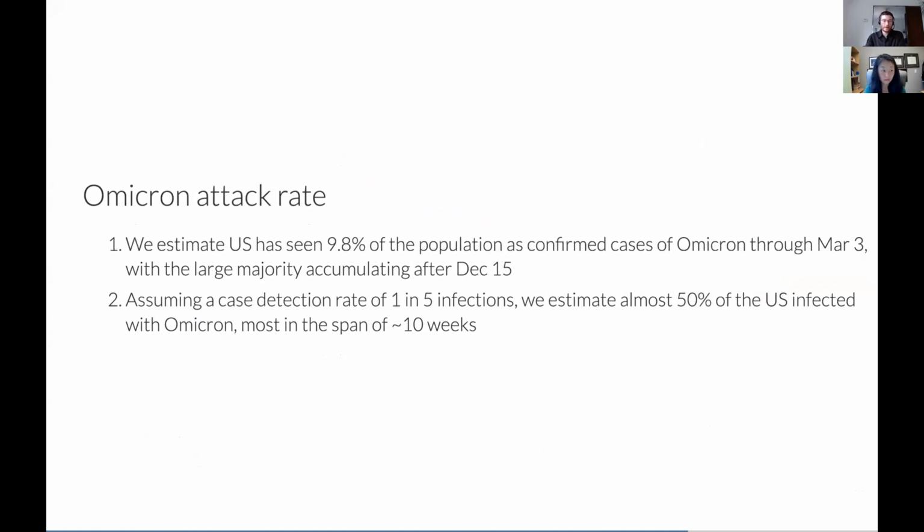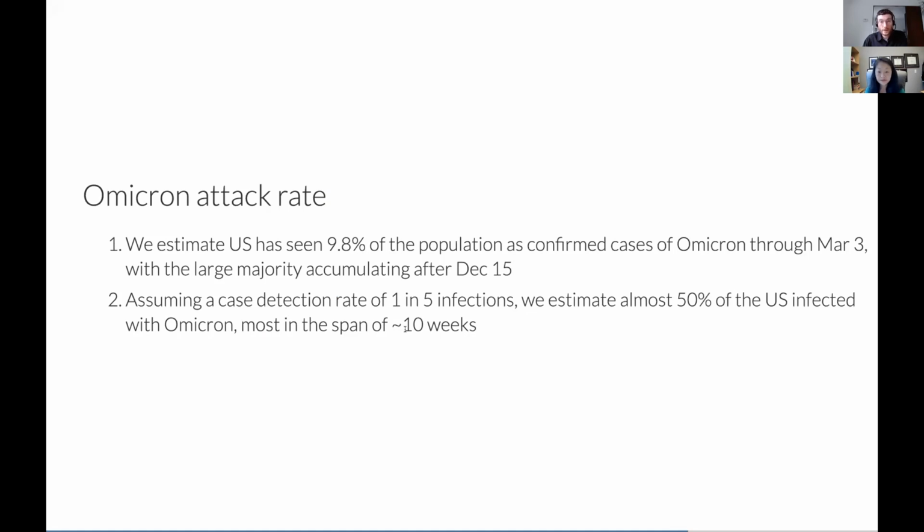So if we look at this attack rate, we estimate that up to March 3rd, I believe, the US has seen about 10% of the population confirmed as an infection with Omicron, as a confirmed case. It's a bit of a guess that we're currently detecting about 1 in 5 infections as a case. It might be 1 in 4. I think 1 in 5 might be the bet now, with the amount of rapid tests and so forth. So my best guess is that about 50% of the country has been infected with Omicron, and most of this was in the span of about 10 weeks.